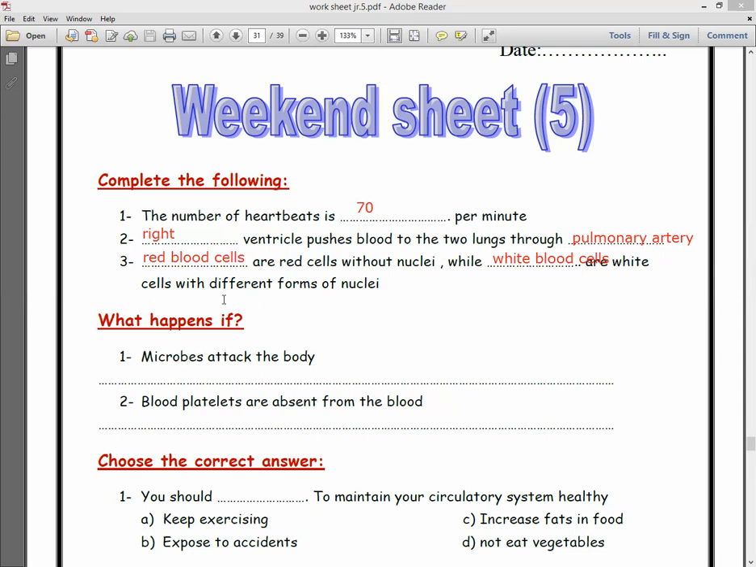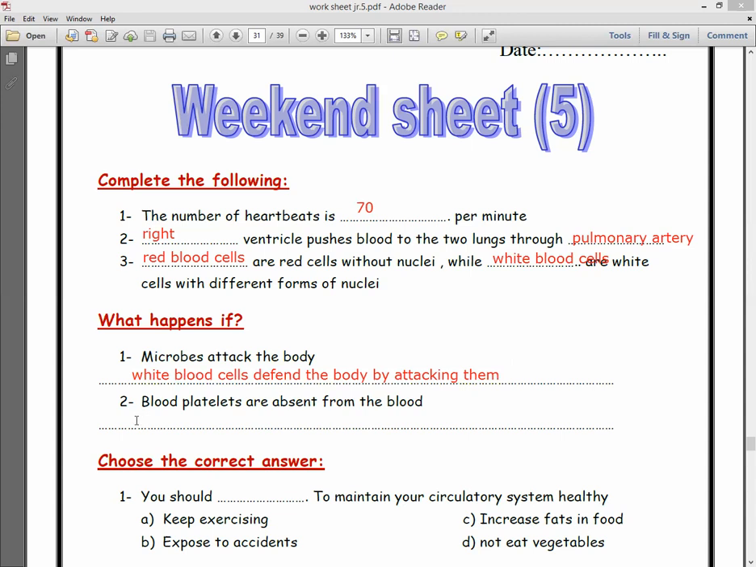Question number two, what happens if the microbes attack your body? If the microbes or infections attack your body, who defends your body? The white blood cells defend your body by attacking these microbes. So if the microbes attack the body, the white blood cells defend the body by attacking these microbes.